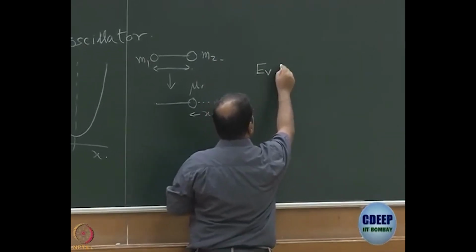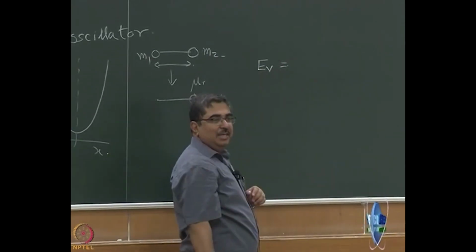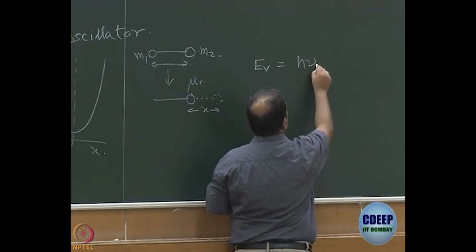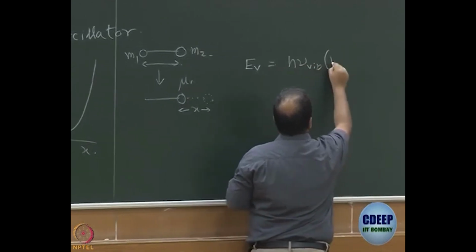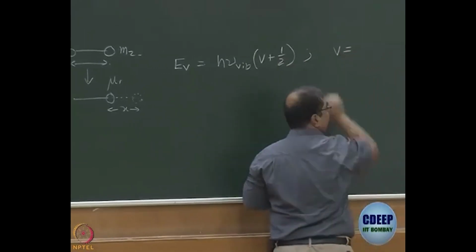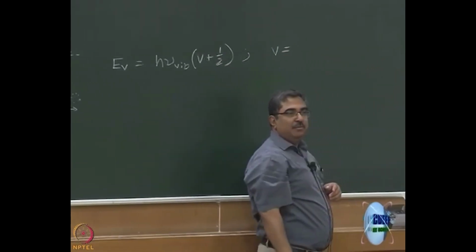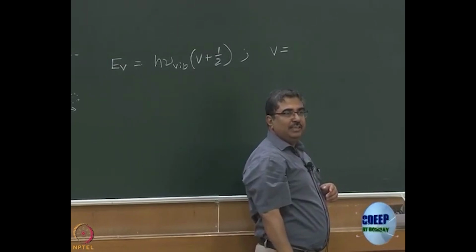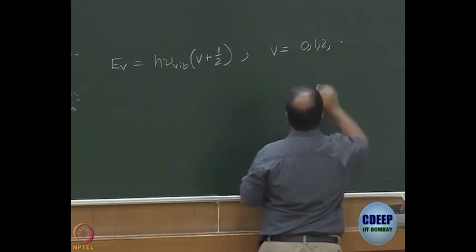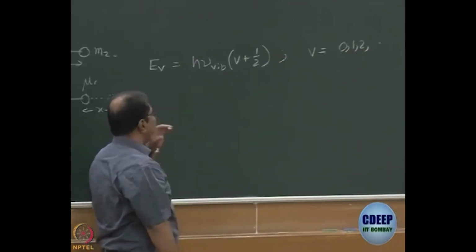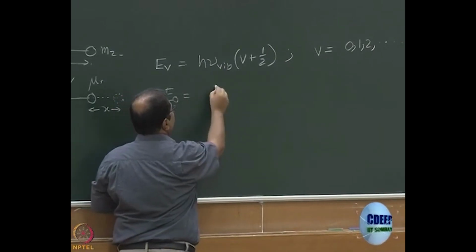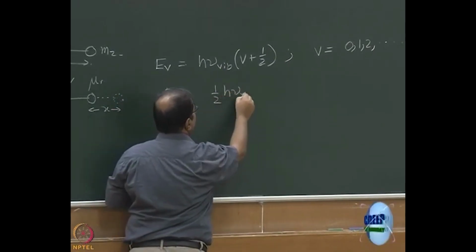I will write it in the form that I find to be very convenient. E v is equal to h nu vib times v plus half, where v is the vibrational quantum number and it varies from what to what? What are the values of v? 0, 1, 2, so on and so forth. Very good. We will come to the wave function shortly, but even before we go there, we can see that the lowest energy that I have is E0, which is half h nu vib.